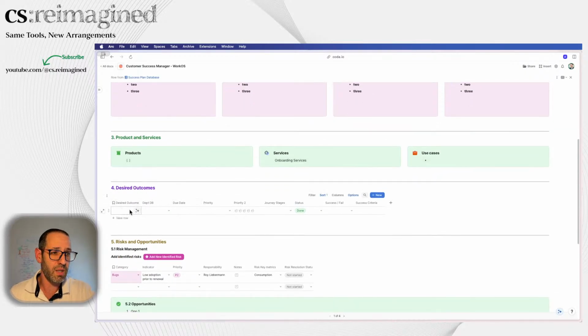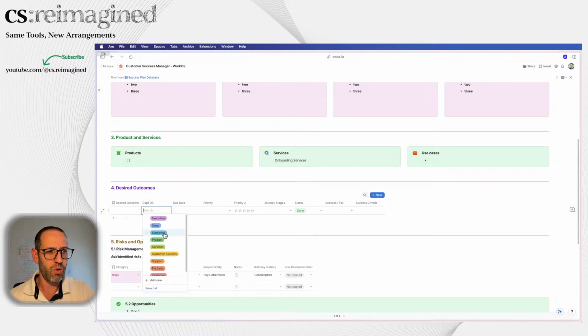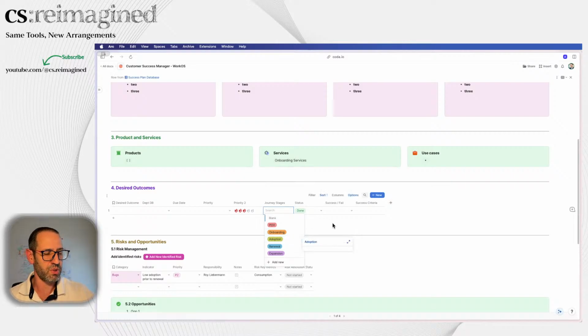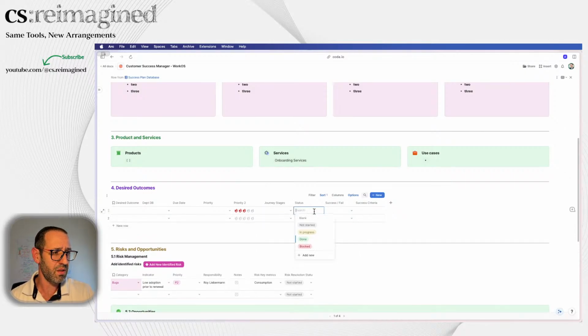So desired outcome is almost as easy as just writing it down. But for this, obviously, we need to know what they are looking for, which department would be in charge of the desired outcome, a due date, and priority, either by the P level, P0 to P3, or just a flaming fire to show what the priority is. The journey stages: either they want it right now in the onboarding, or they want the desired outcome at a later stage, right after adoption. What is the status of this desired outcome?